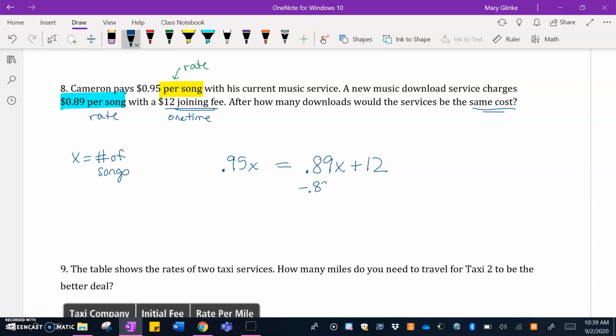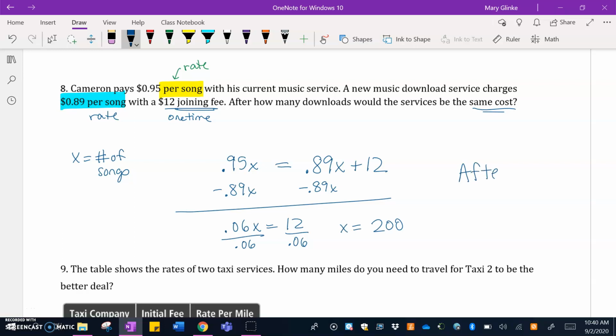So now after we've set up this equation, we can go ahead and solve it. We get 0.06x equals 12, so x equals 200. So to answer how many downloads, they're going to be the same cost after 200 songs.